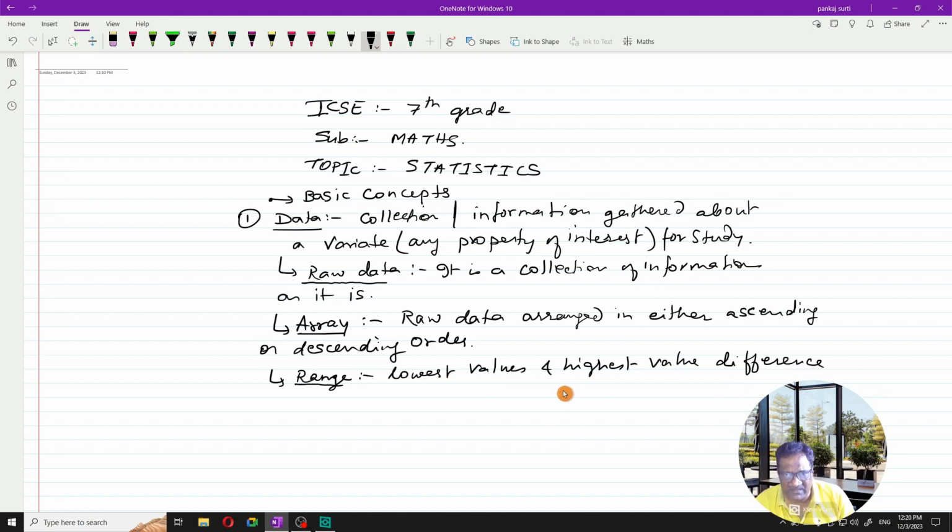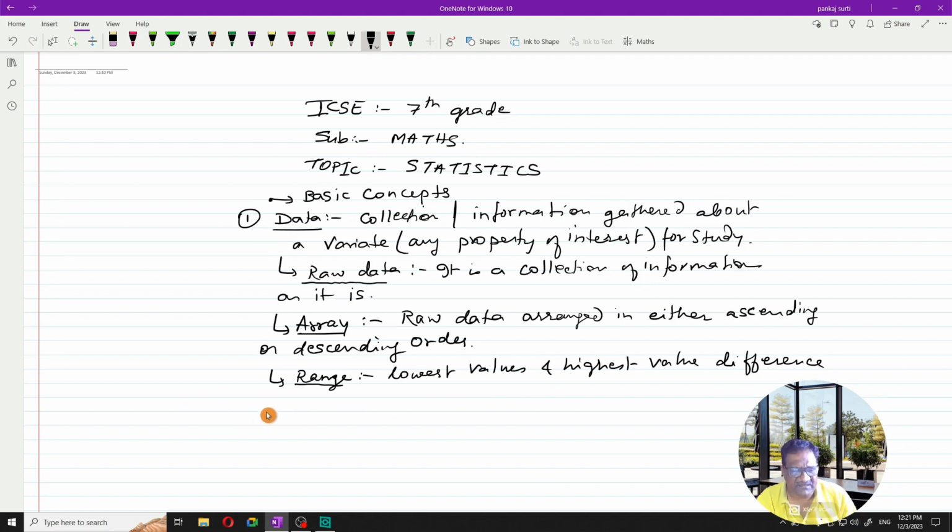Suppose you went into a 7th grade classroom, and you found that the highest value of the height of the students in that class was, say, 6 feet, and the lowest value of the height in the same class was, say, around 4 feet. Then the range will be 6 minus 4, that is 2 feet. So the difference between the lowest and the highest value of a particular data is known as the range of that data. These are the terms which you should be very familiar with.